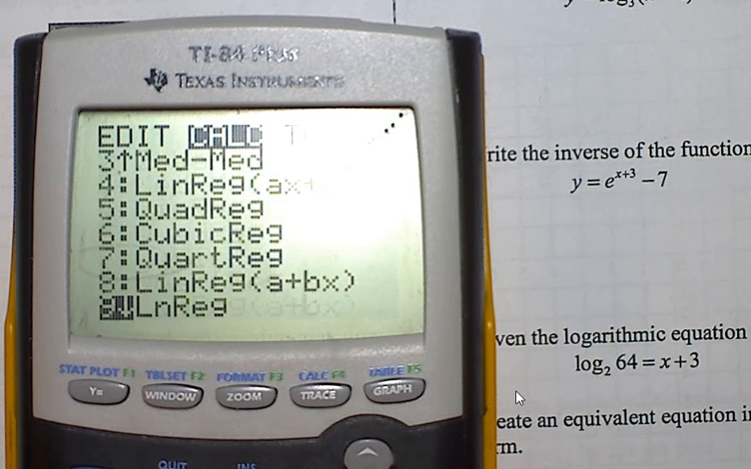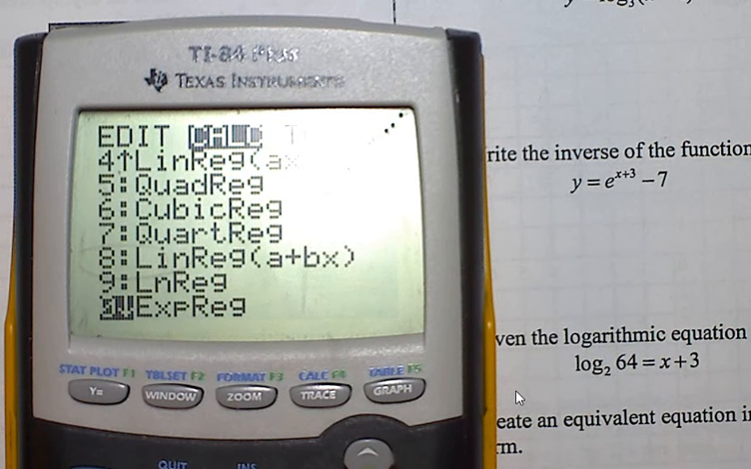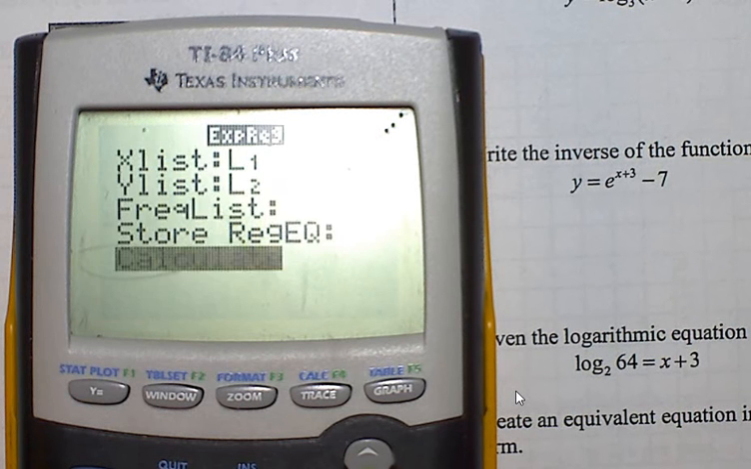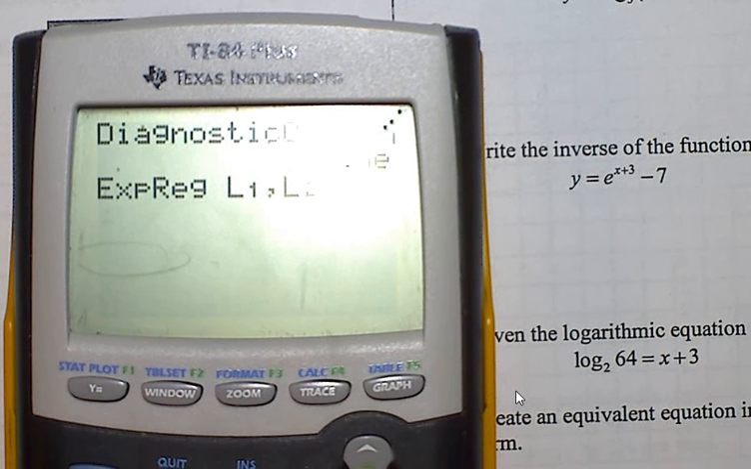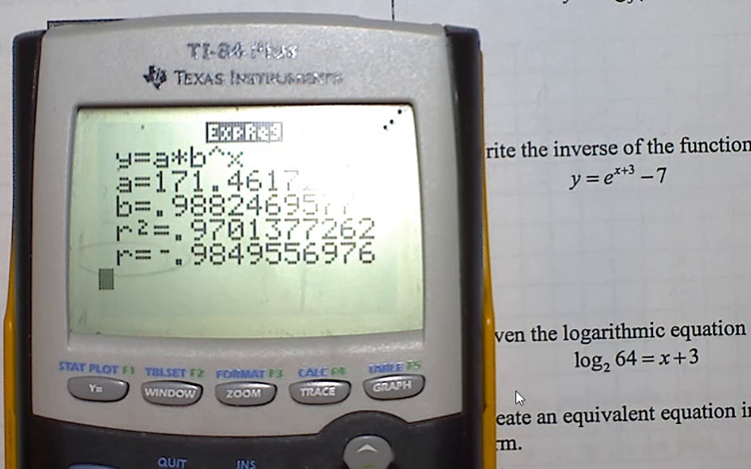So go down till you see EXP and reg for regression. And you're going to have to enter twice. For me, I have to hit a few more because it's just a different program. But this is the answer that you should get. How many of you have this? Hands up high.